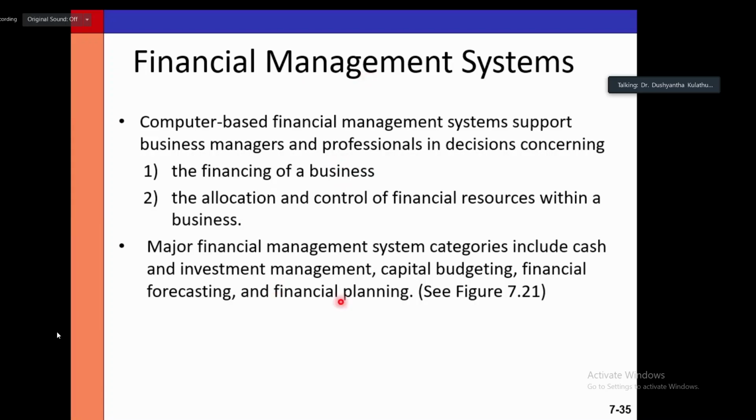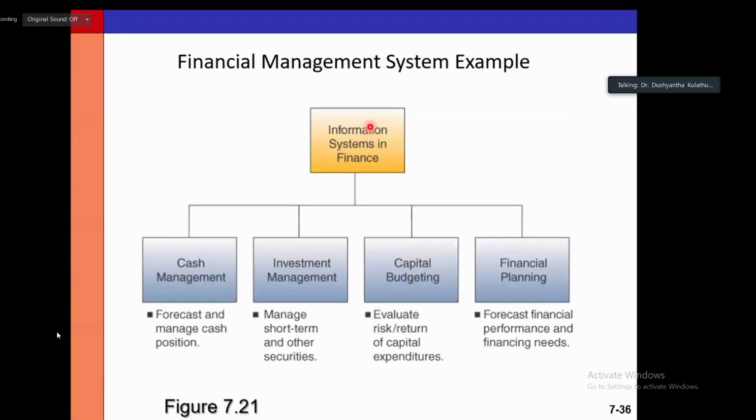And here we are going to identify different categories which we can identify under financial management systems. Those categories include investment management, capital budgeting, financial forecasting, and financial planning, which is illustrated in this particular figure. So this is a financial management system.